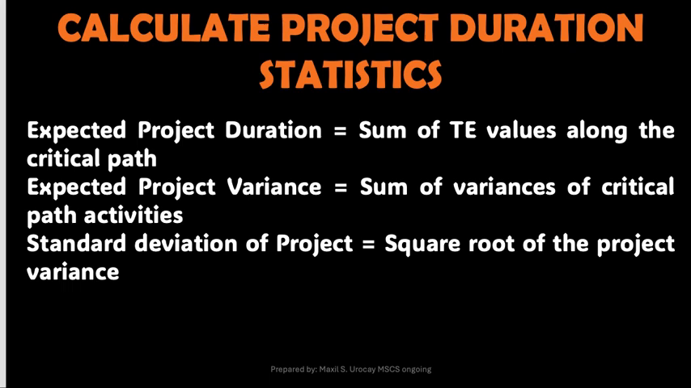Then, calculate project duration statistics. The expected project duration will be the sum of the expected time values along the critical path. The expected project variance is equal to the sum of the variances of the critical path activities. The standard deviation of the project will be the square root of the project variance. So take note of those things because those will be the implementations that we'll follow later on.